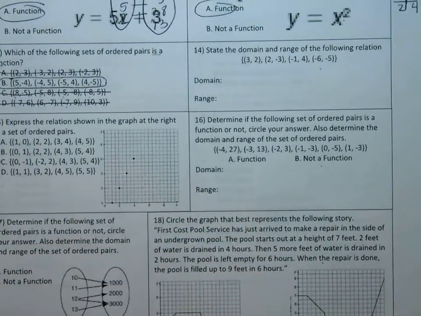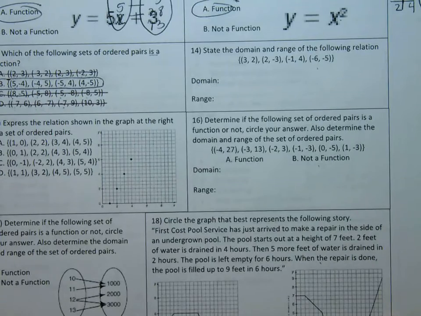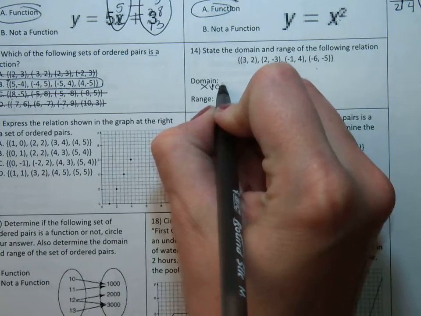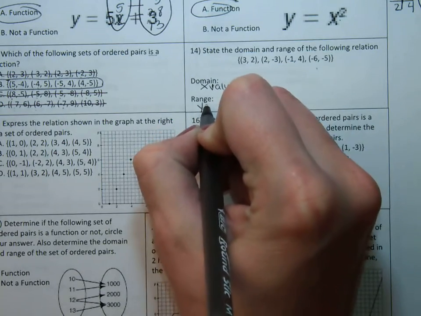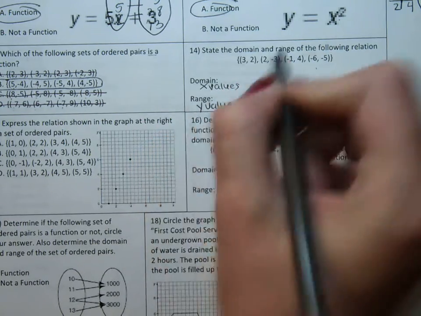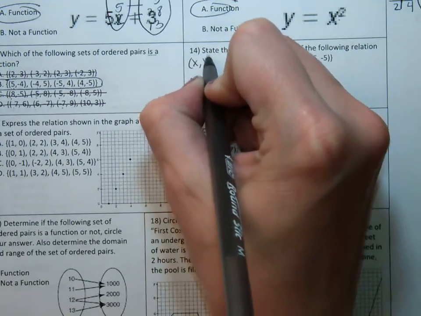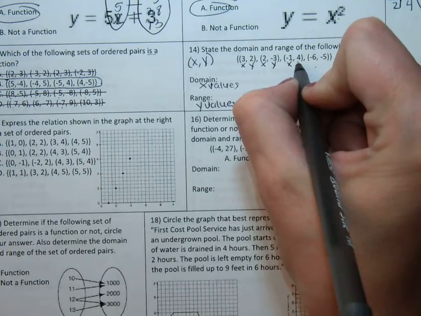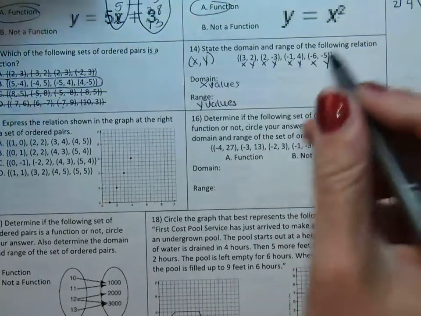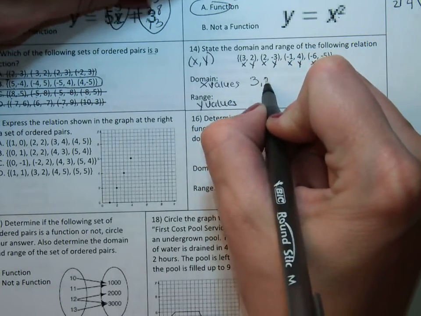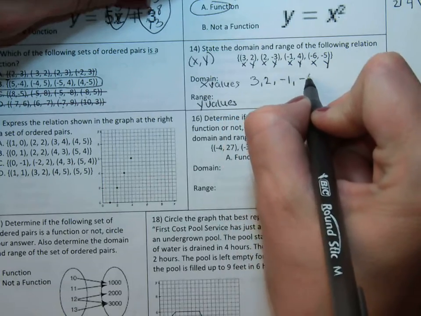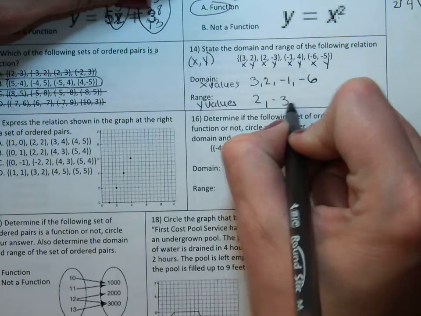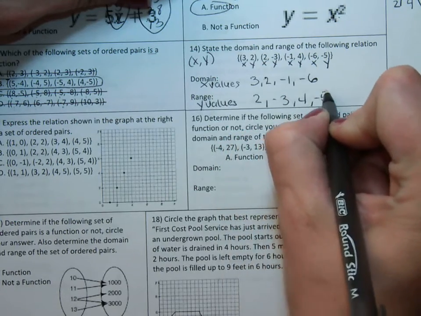Alright, number 14 wants to know the domain and the range. Remember, the domain is your x values and your range is your y values. When you have an ordered pair, it's x comma y. So what I like to do is put x and y under everything. So my domain is 3, 2, negative 1, negative 6. My y values are 2, negative 3, 4, and negative 5.